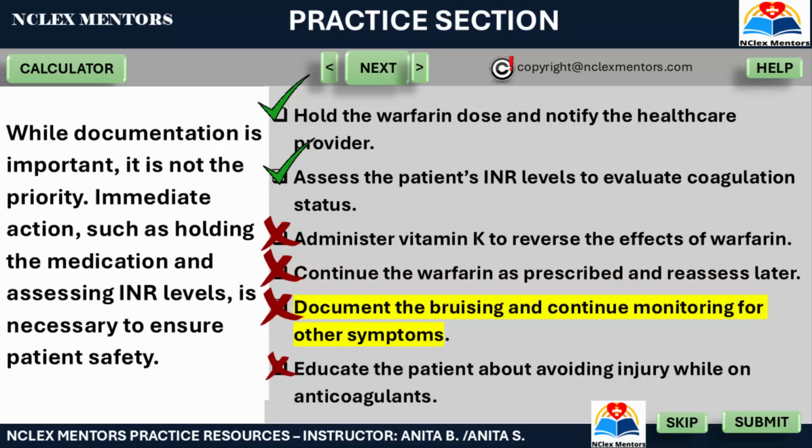5. Document the bruising and continue monitoring for other symptoms. This is an evaluation step. Do you know why this is incorrect? It's because, while documentation is important, it is not the priority. Immediate action, such as holding the medication and assessing INR levels, is necessary to ensure patient safety.